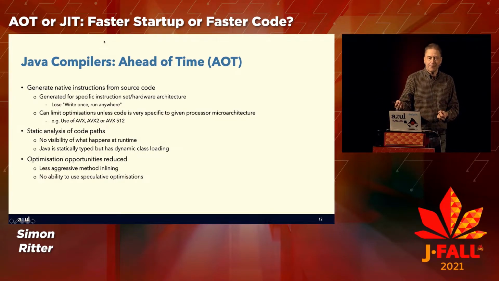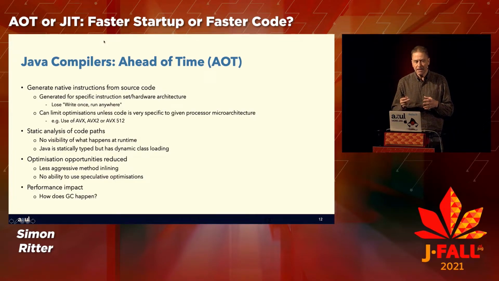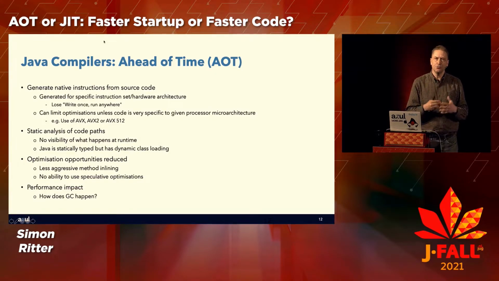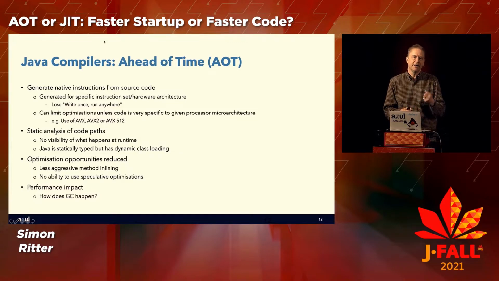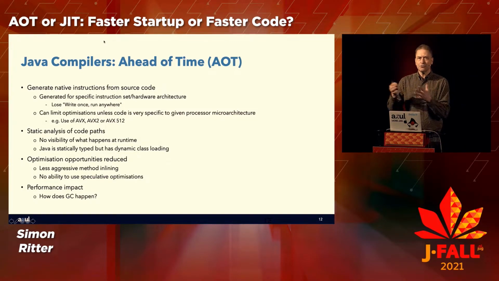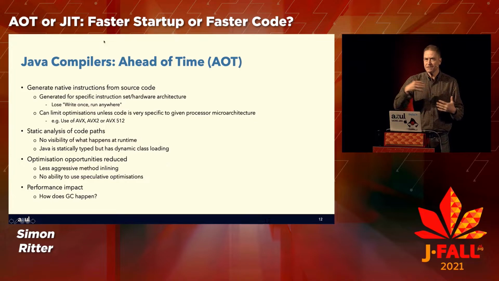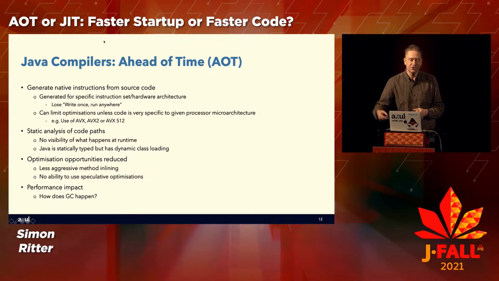You've got less method inlining, and again, speculative optimizations, you can't use those in the same way that you can with different approaches. And also, the other thing you've got to think about when you're doing ahead-of-time compilation with Java specifically is that because there is this idea of automated memory management, how does that happen? How does it actually happen at runtime if you're compiling your code statically? Where does the allocation happen? Where does the garbage collection happen?